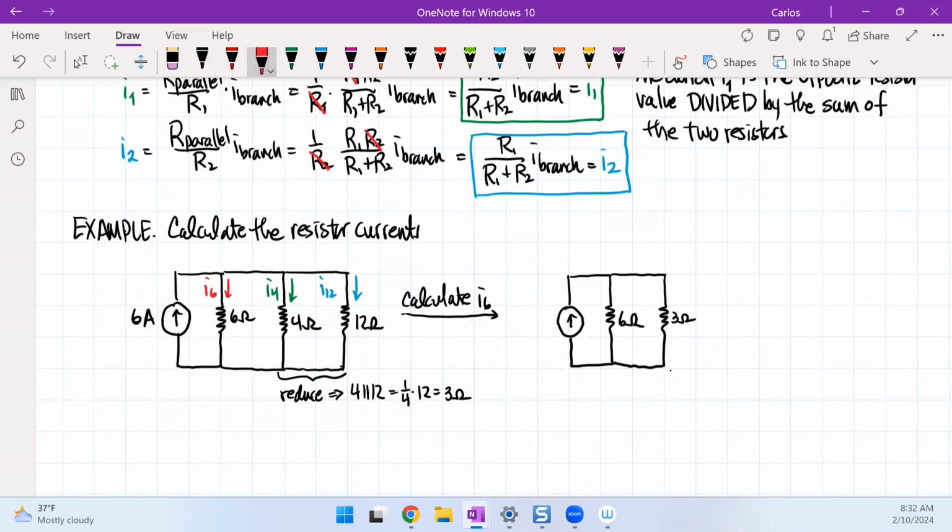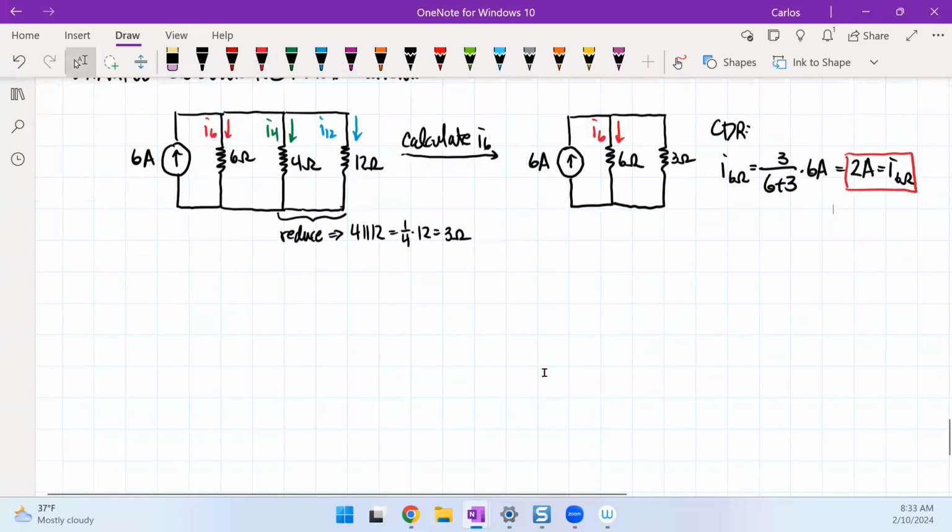So I'm only interested in calculating the current I6 right now. So now I apply CDR. CDR then says that the current of the 6 ohm is the opposite resistor, which is 3, divided by the sum of the two resistors, times the branch current, which is 6 amps, and that gives me immediately 2 amps. And you can see here that that is very powerful, how I could take 3 resistors and only focus on one.